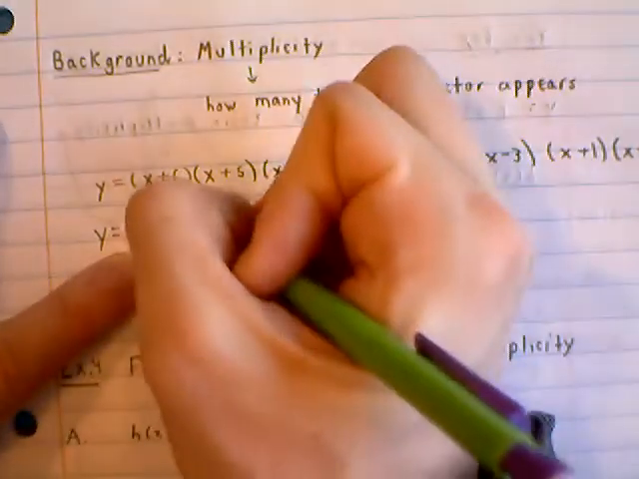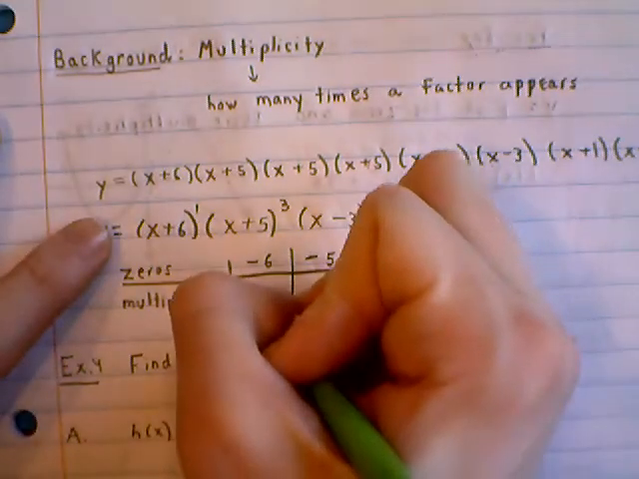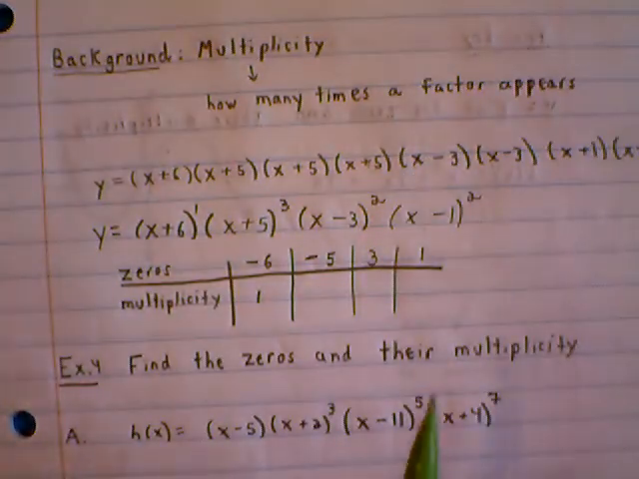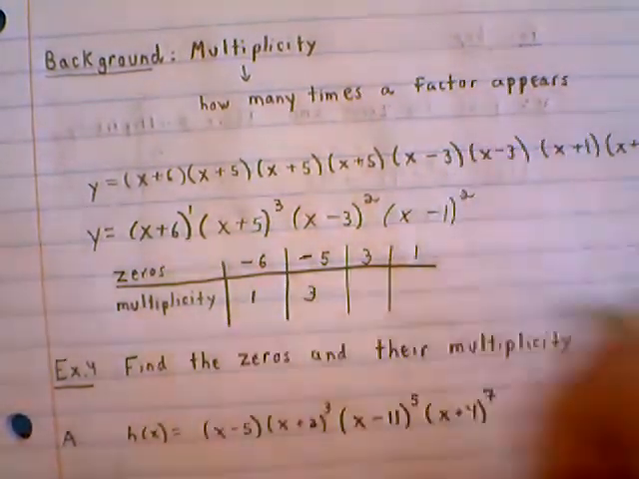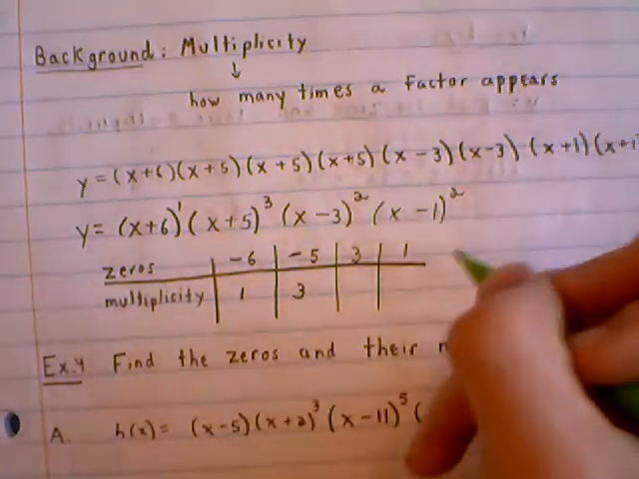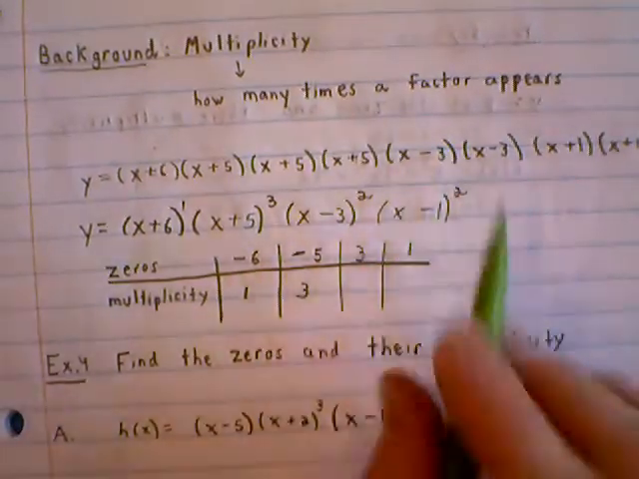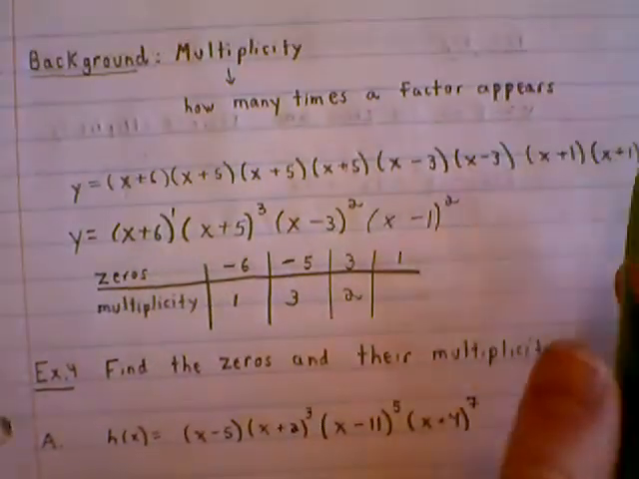Negative 6 only appears one time. There's like a 1 on the parentheses right here. So our multiplicity is 1. Negative 5 occurs 3 times, so our multiplicity is 3. 3 occurs 2 times, like we saw it twice up here. So our multiplicity is 2.